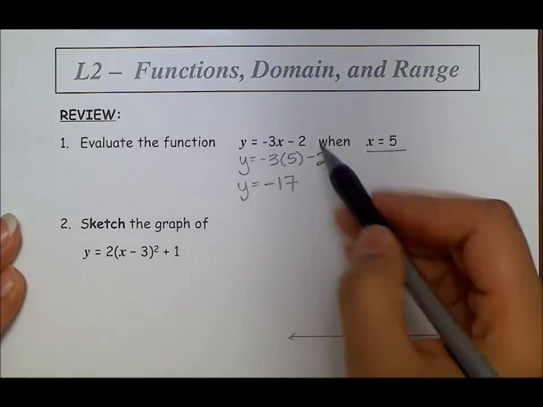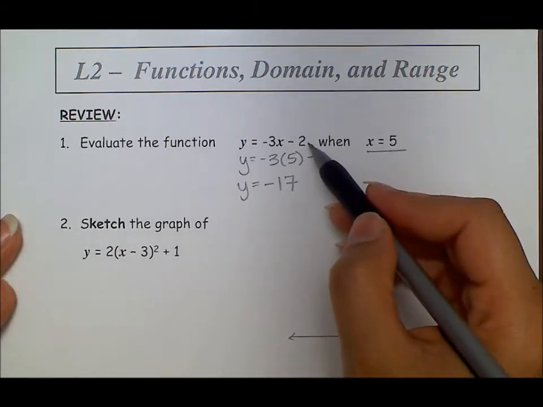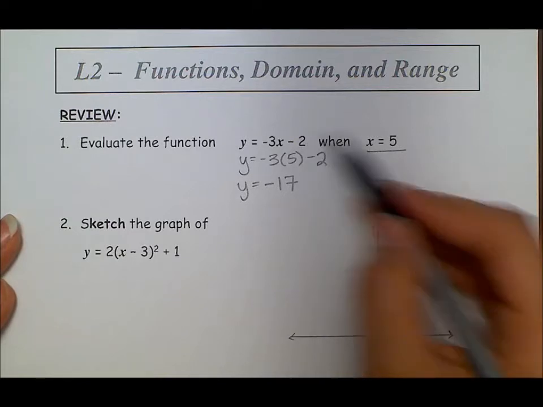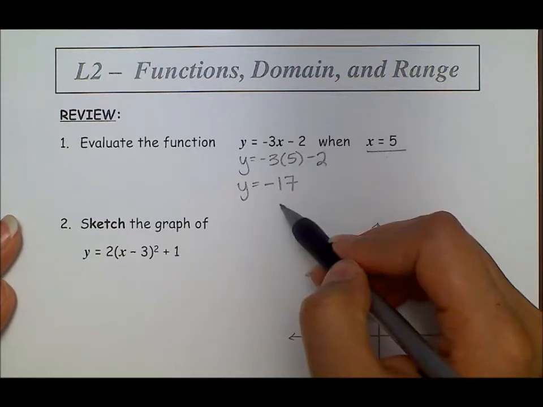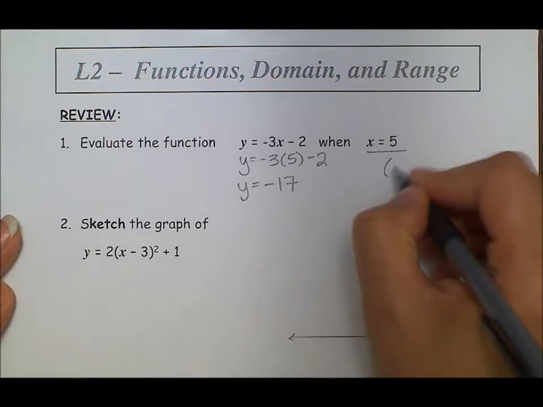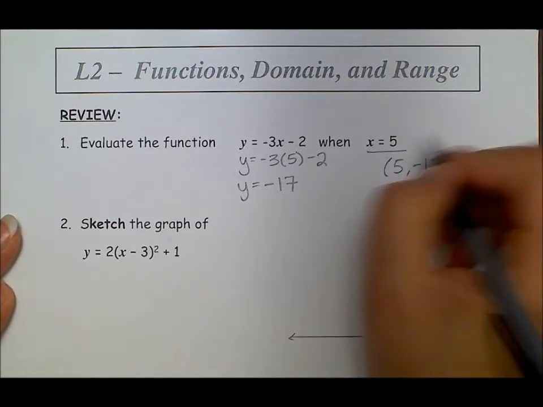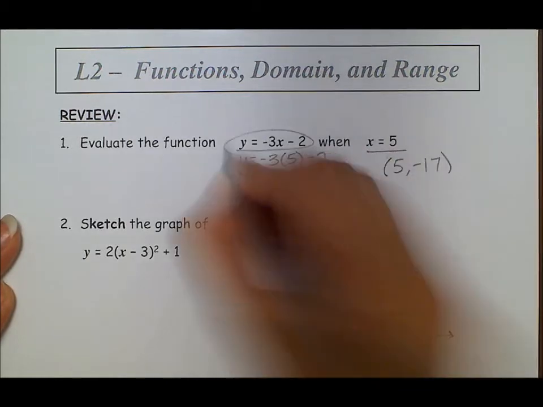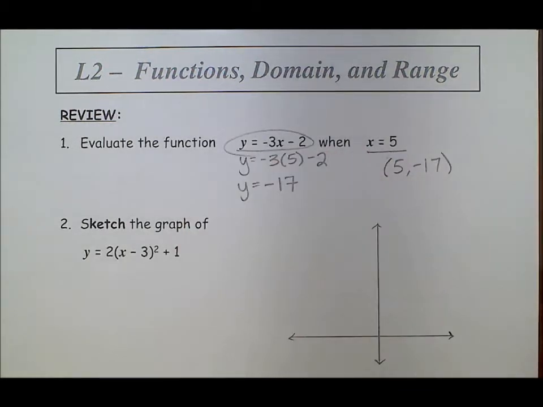Now if you look at the way this is written, this looks like a linear relation, and so if we know an x-coordinate, then we can solve for the y-coordinate, which is what we did here. And so what this tells me is that 5 and negative 17 is a point on the graph of this line. Okay, so keep that in mind. We are going to come back to something similar to this in a few minutes.